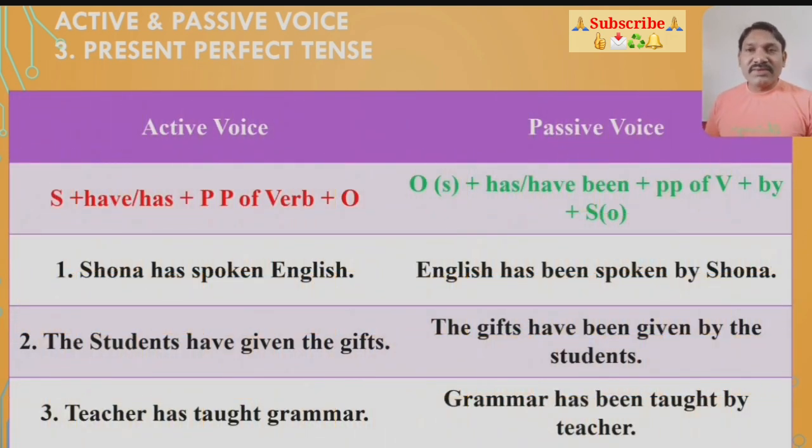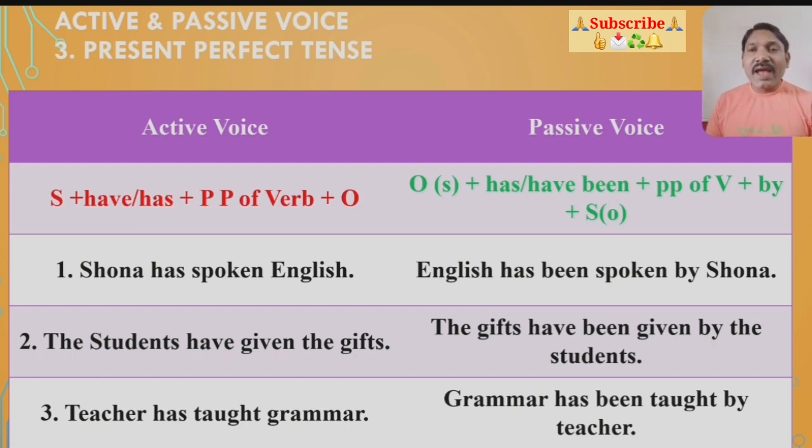Now the next one, that is present perfect tense. Let's have the structure first. Subject plus has or have plus past participle of verb, or the third form of verb, plus object. And in passive voice: object plus has or have been, plus the third form of verb or past participle of verb, plus by, plus the subject. Okay students, now let's try to have the examples.